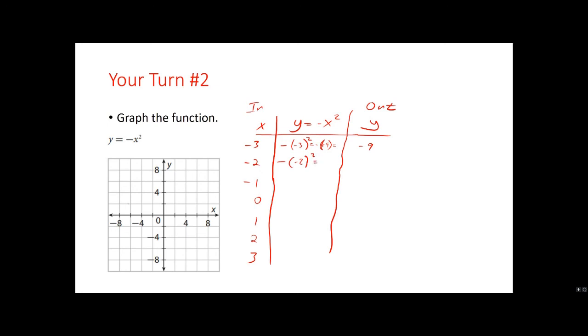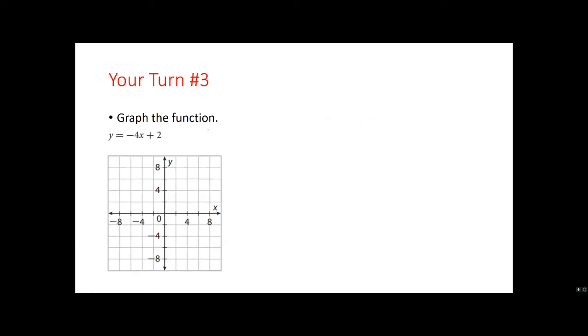Okay, so go ahead and plot these points, plug them in, get your ordered pairs, and you're going to start plotting over here on your graph. Once you see the pattern, connect them. It might be a curve. It just depends. If you see some kind of curve with the points, draw a curve.